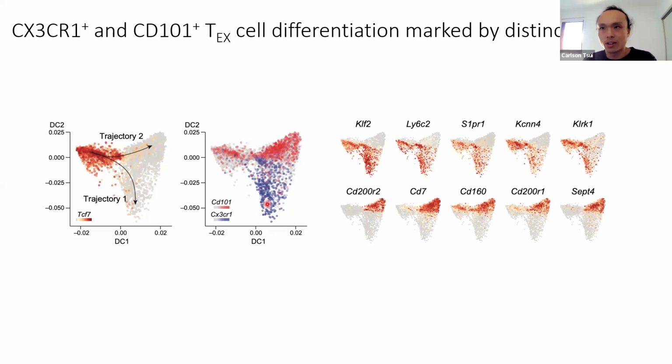What we identified as well was that these two trajectories are marked by different gene sets. On the top, you can see genes that are highly associated with the differentiation of CX3CR1 TEX cells, and on the bottom row, genes that are highly associated with the differentiation of CD101 TEX cells. One of the top candidates that caught our attention, associated with the development of CX3CR1, was the transcription factor KLF2.